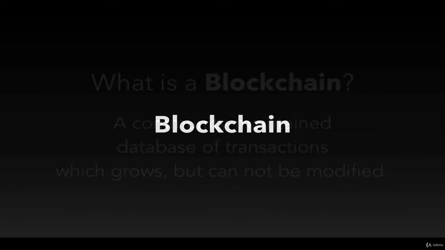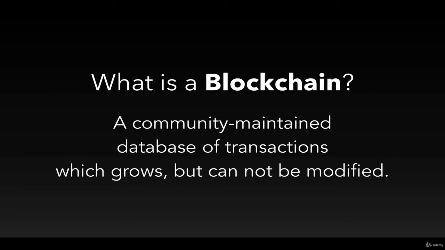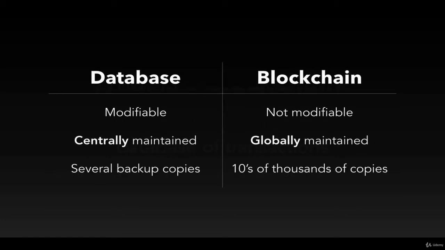What is a blockchain? According to whatever definition we sourced here, a community-maintained database of transactions which grows but cannot be modified. So the keywords here are community-maintained, meaning that it's distributed, many copies of it, and also it cannot be modified. So let's compare that to a traditional database, where you could have a database of transactions which grows. That's not unique. What makes something a blockchain?